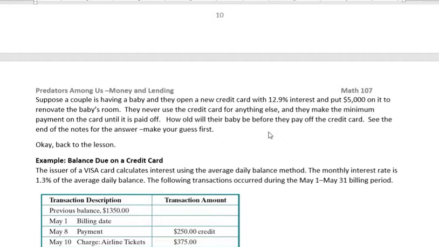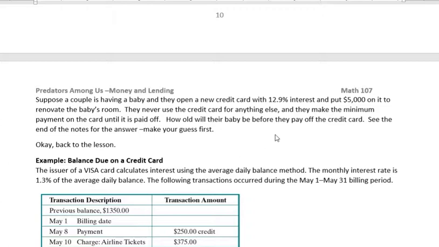You can look to the end of the notes to see that. But how long do you think it would take to pay off $5,000 with the 12.9% interest rate if you never put anything else on the card and you made the minimum payment until that was paid off? You can wait till the end where I think I have it written down, or I'll just tell you that the baby would be just about ready to go off to college, and they would have paid over $12,000 by the time they paid that off.